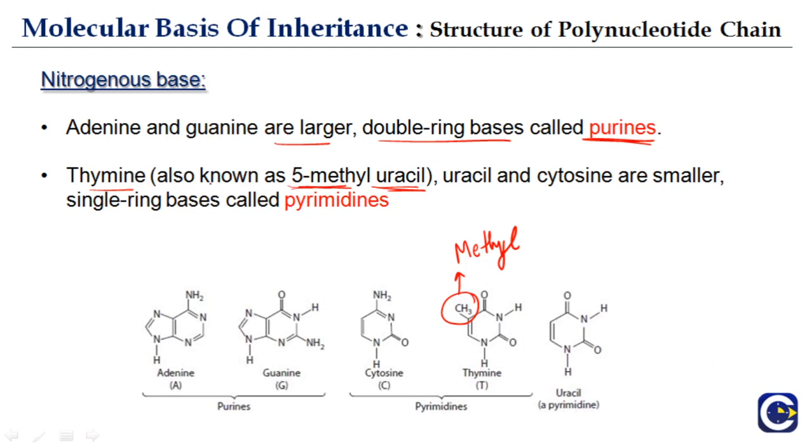So sometimes they can confuse you in the NEET examination by asking you questions where the option, instead of thymine, they will write 5-methyl uracil. So don't be confused, DNA contains 5-methyl uracil. Okay. So thymine, uracil and cytosine are smaller single ring bases and they are called pyrimidines. So these three are called pyrimidines.